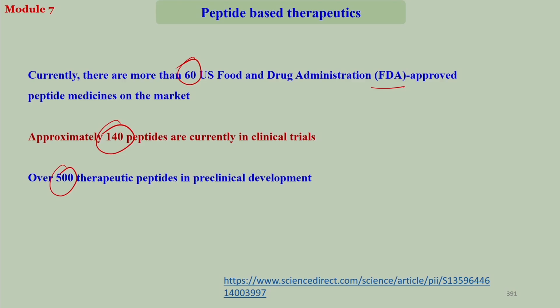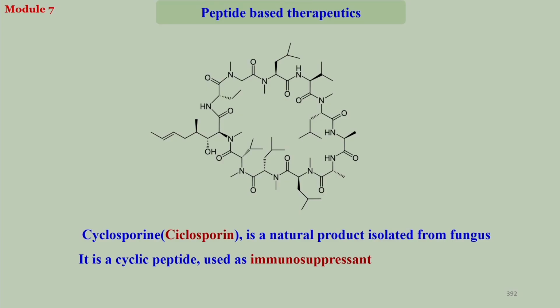So, this information I have obtained from this journal article. I also work on peptide chemistry, and we also have developed some peptides. I will not show it here. Some of the peptides can act as therapeutics. So, this is another example of another peptide named cyclosporine.